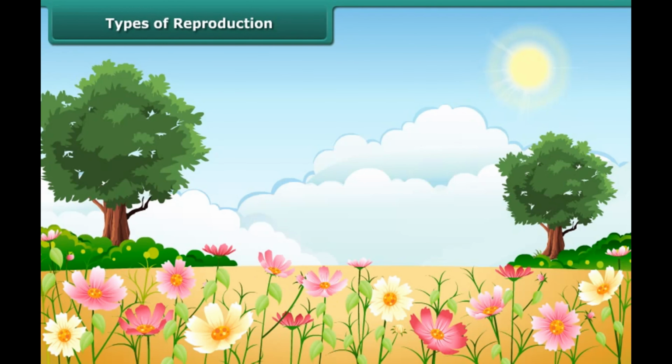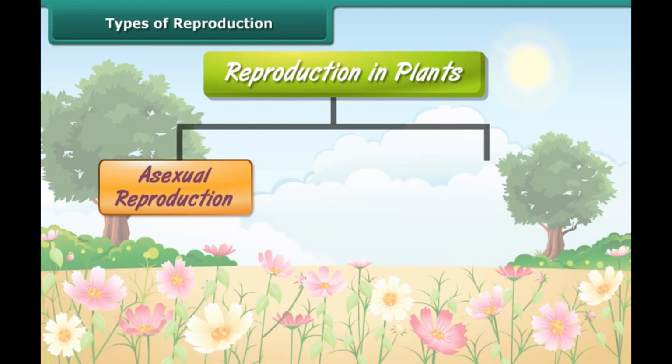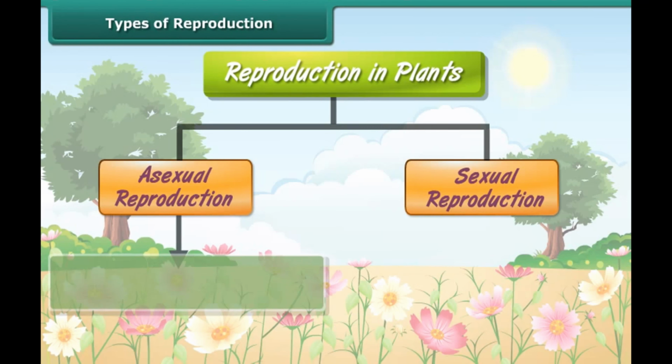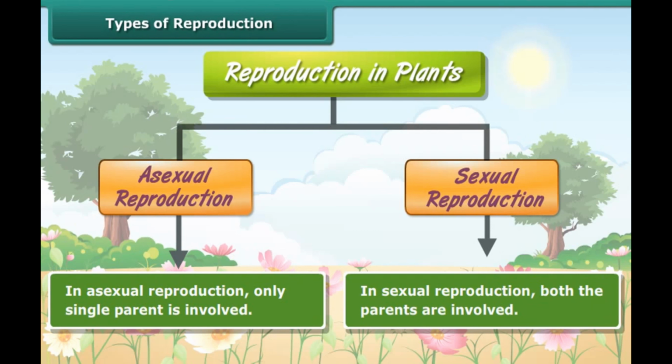Types of reproduction. Reproduction in plants can be achieved through two ways, namely asexual reproduction and sexual reproduction. In asexual reproduction, only a single parent is involved, whereas in sexual reproduction, both the parents are involved. Let's study about them in detail.